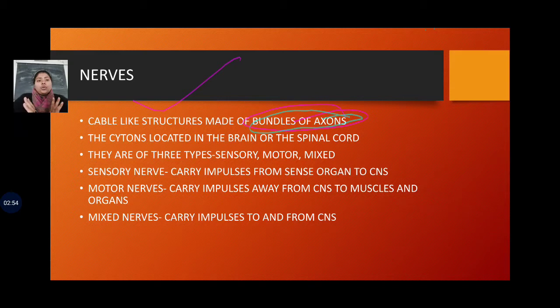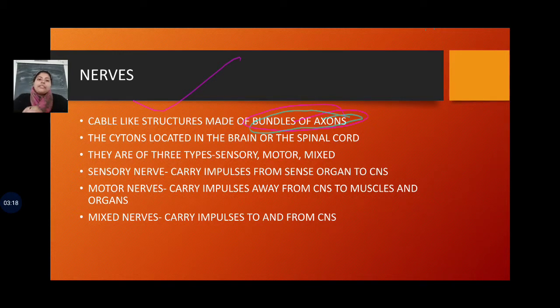The cytone, or the cell body, is particularly present in the brain and in the spinal cord, and those cytones are connected through the axons. So the axons of all the cytones together form a bundle.